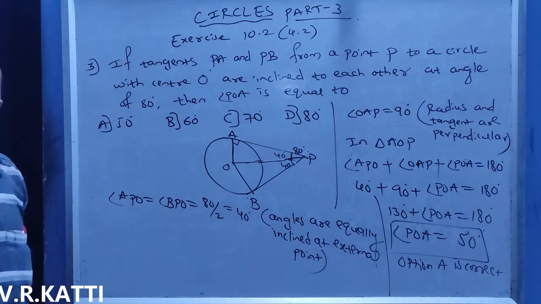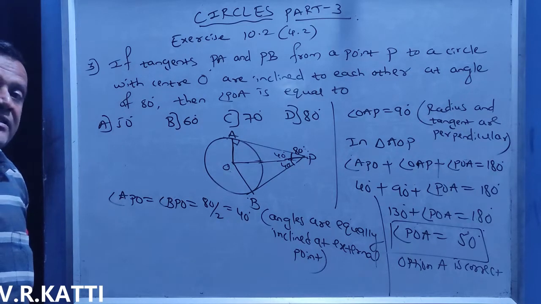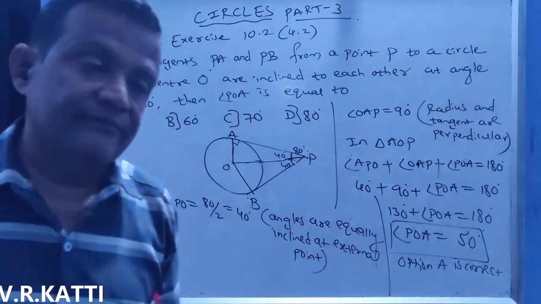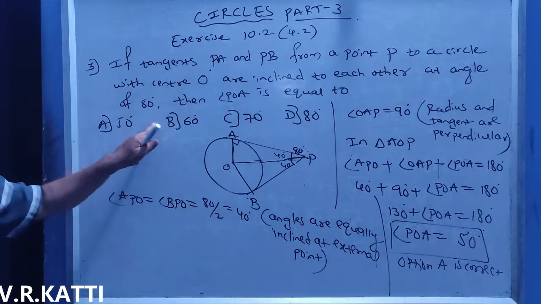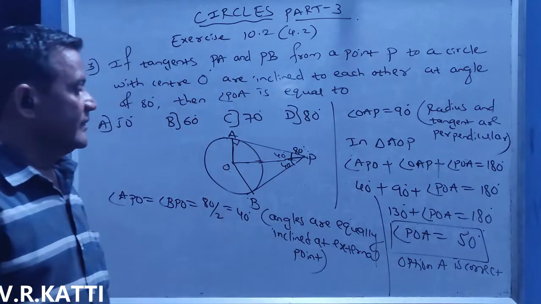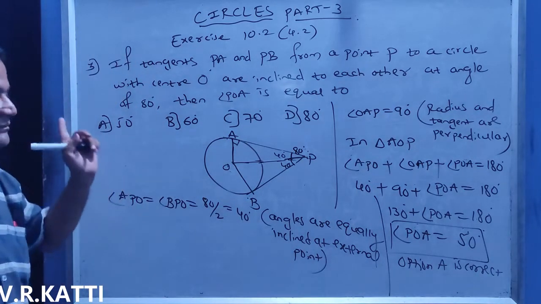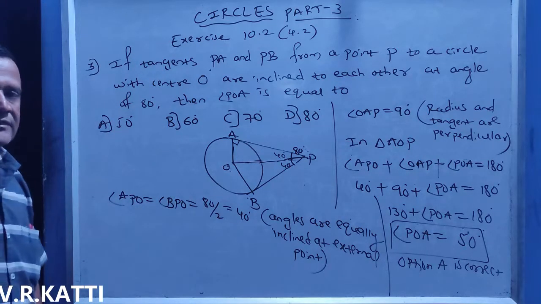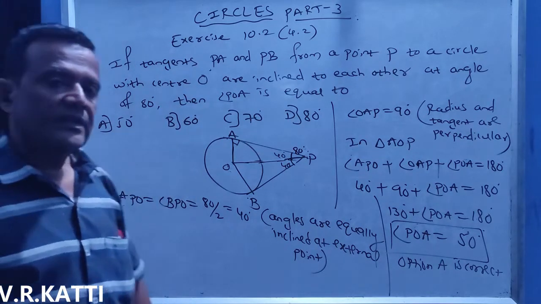Let me solve the fourth problem. So fourth problem: tangents at the ends of a diameter are parallel. Prove that. So I think all have taken this problem. Okay, students. So after taking this problem, continue the fourth problem. Shall I repeat? Yes. Okay.